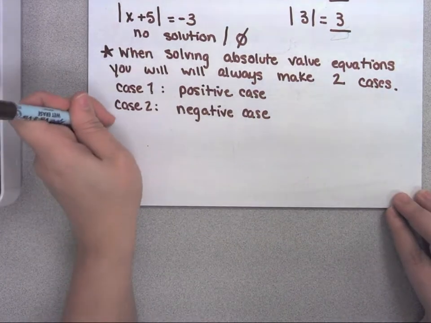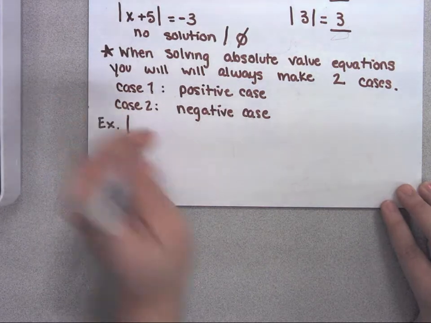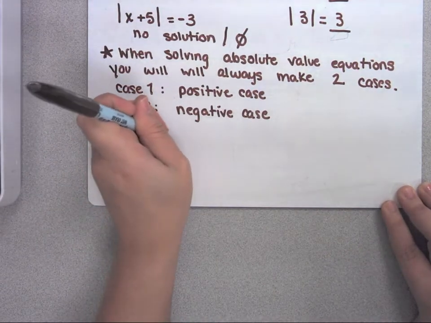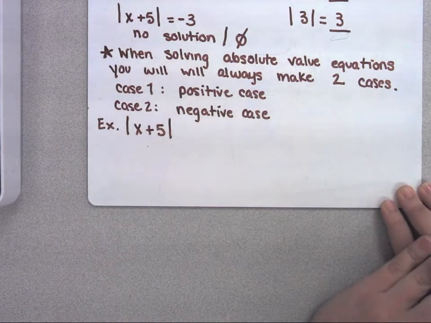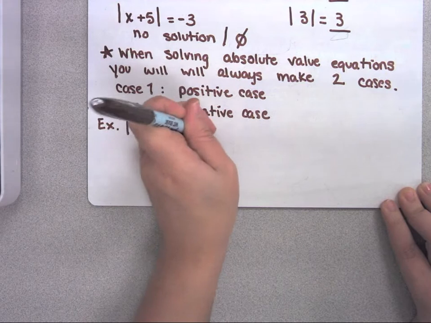Okay? So example, the absolute value of x plus 5, close your absolute value, equals 17.